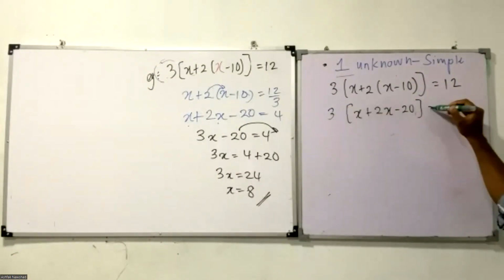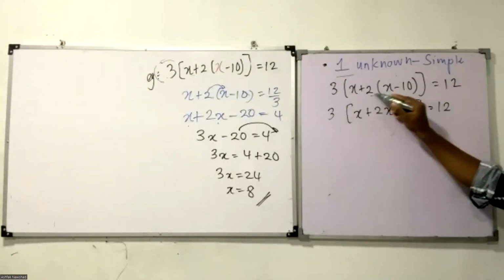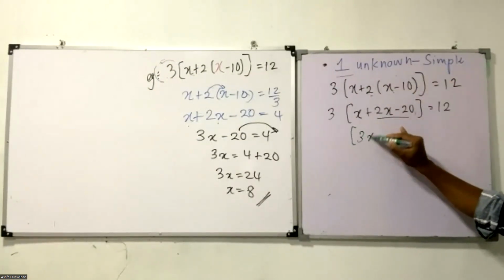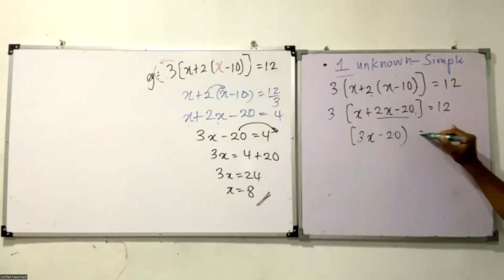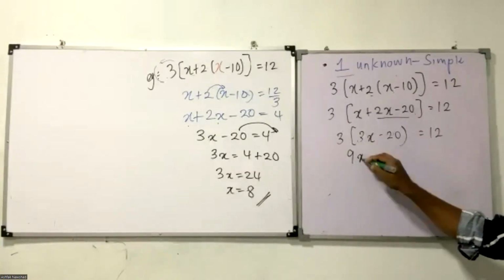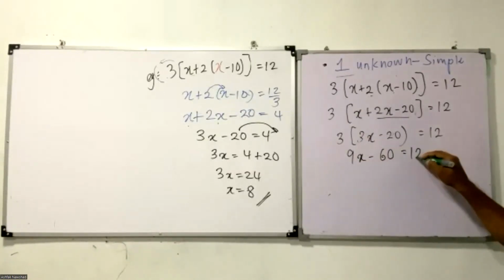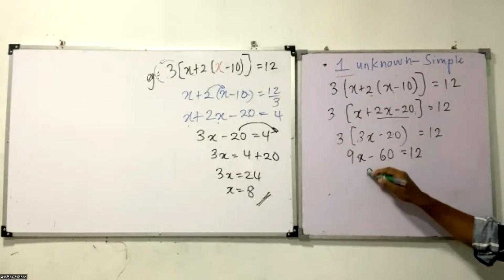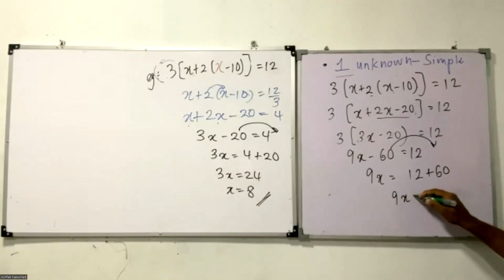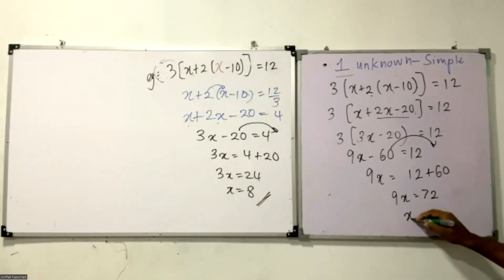3 is on the outside, so equal to 12. So 2x minus 20, 2 gets distributed. Now inside, 3x minus 20 equals 12. 3 is still here. Now we are going to multiply this by 3. 9x minus 60 is 12. And you can solve: 9x is equal to 12 plus 60. 9x is 72. Again, x is what? X is 8.